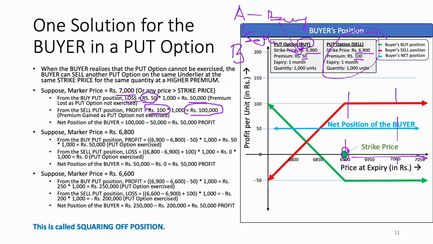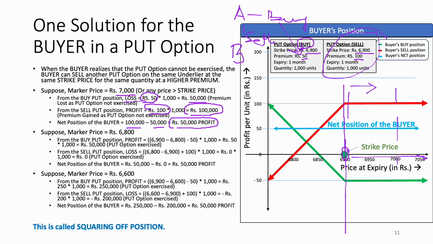So net position of A is that he made a profit of 100,000 and made a loss of 50,000. So his net position is he will make a profit of 50,000 rupees. This is a situation when the market price goes above the strike price in a put option.